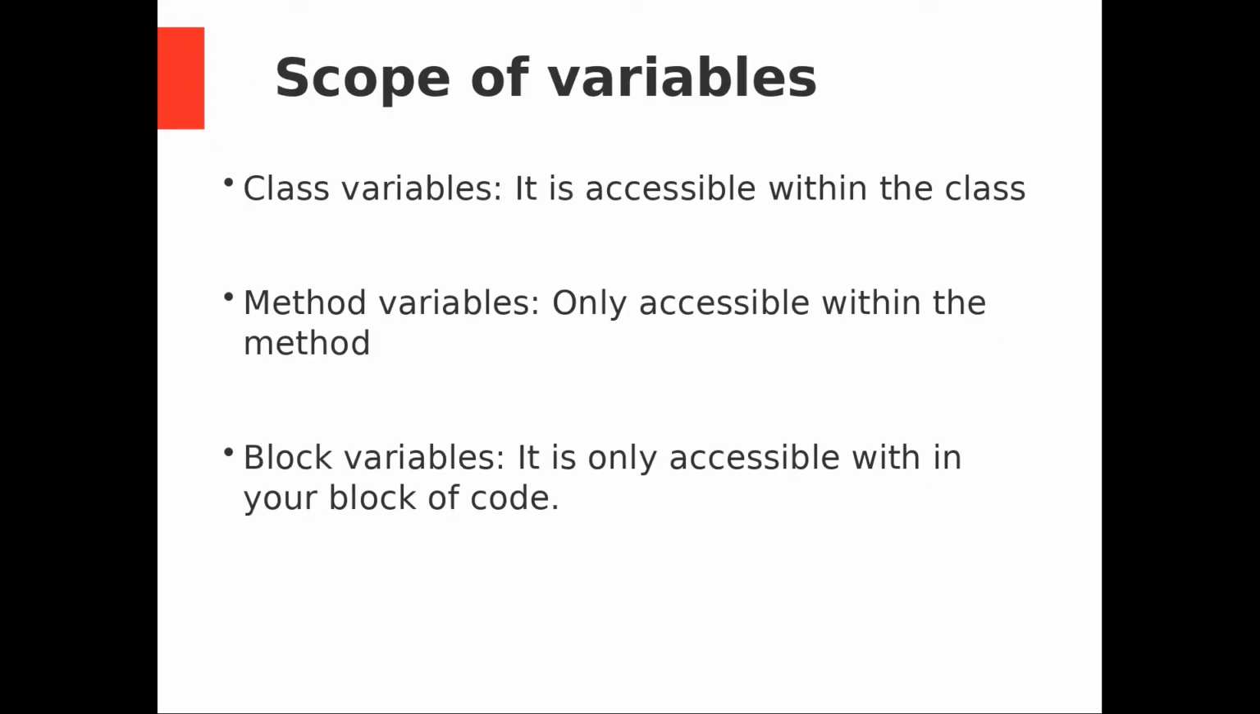Moving on to scope of variables. First we have class variables, which means it is accessible within the class, which also depends on which access specifier is defined with the variable. After that, we have method variables, which are only accessible within the method, not outside the method. If you try to access such local method variables outside your method, it will just throw you some error.